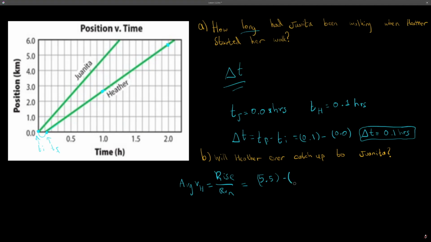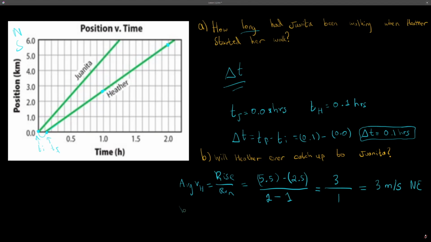minus 2.5 over 2 minus 1. So 2 minus 1. So we get over 1, and then we do 5.5 minus 2.5, so we get 3. So the average speed here for Heather is 3 meters per second. And the velocity is northeast, because here's north, here's south.